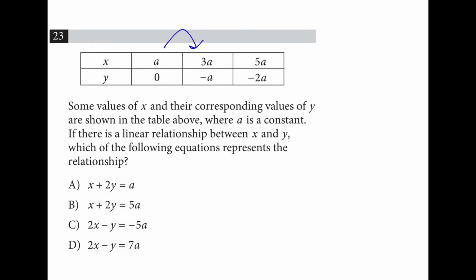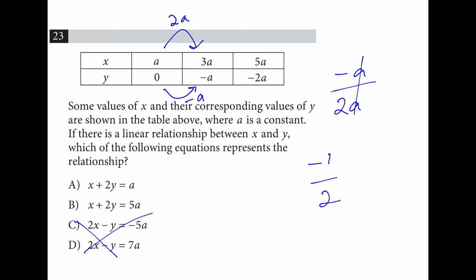So as x increases by 2a, y increases by negative a. So that's negative a divided by 2. Notice the a's cancel out and it's just negative 1/2. So that tells me that it's either A or B, because if I subtract the x on both sides and then divide by 2, I get my slope. But how do I know which one out of A or B? Well, I have this point here. When y is 0, x has to be a. And that's why this one is correct.